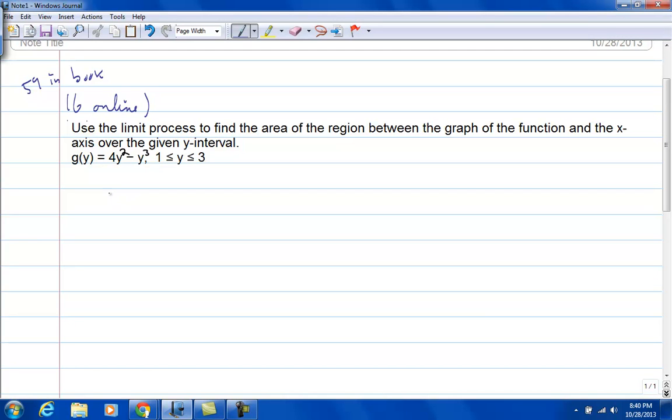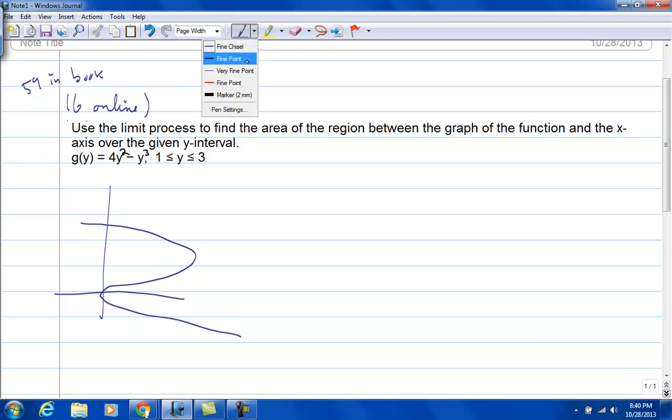And this graph is something like this. And we're going to go from, let's say this is 3 and this is 1. We want this region here.